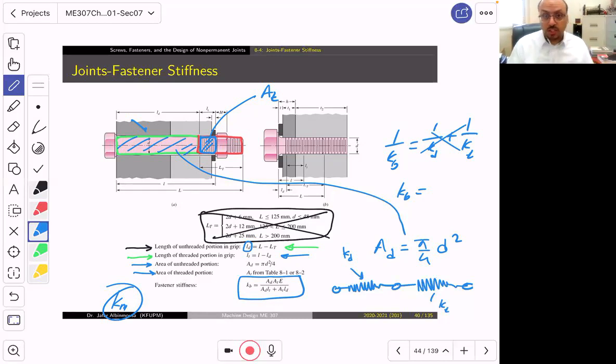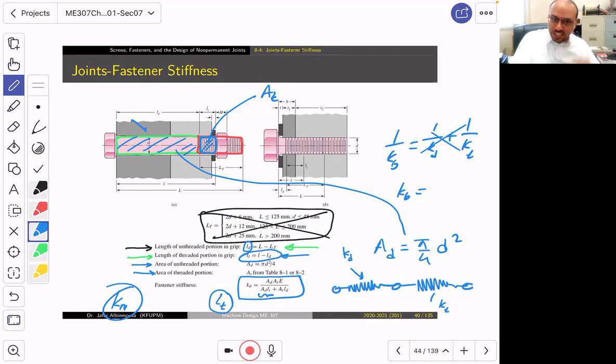But in general, ya shabab, the stiffness of the bolt, KB, let me read the equation with you. It is AD, the area of the unthreaded portion, multiplied by AT, the area of the threaded portion, multiplied by the modulus of elasticity. Most bolts are steel, so it is 210 gigapascal, divided by AD, the area of the unthreaded portion, multiplied by L small t. What is L small t? It depends on L small d.